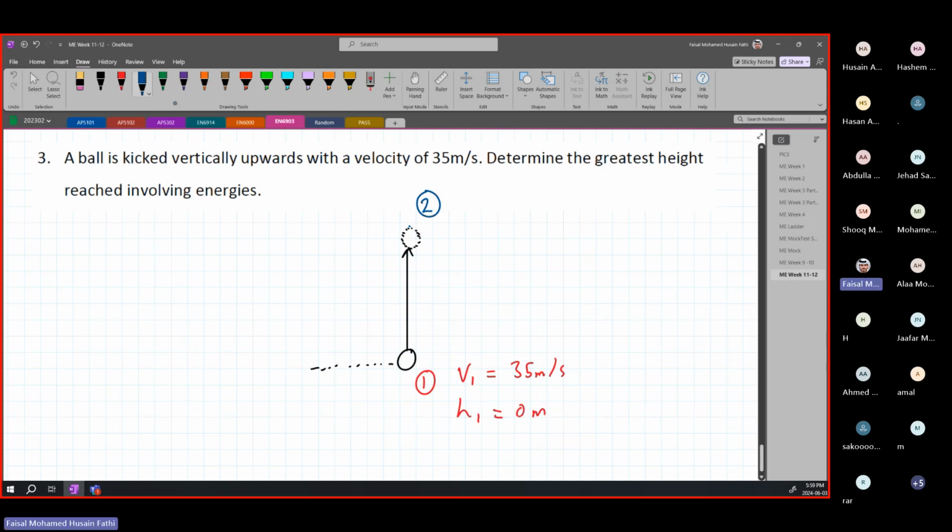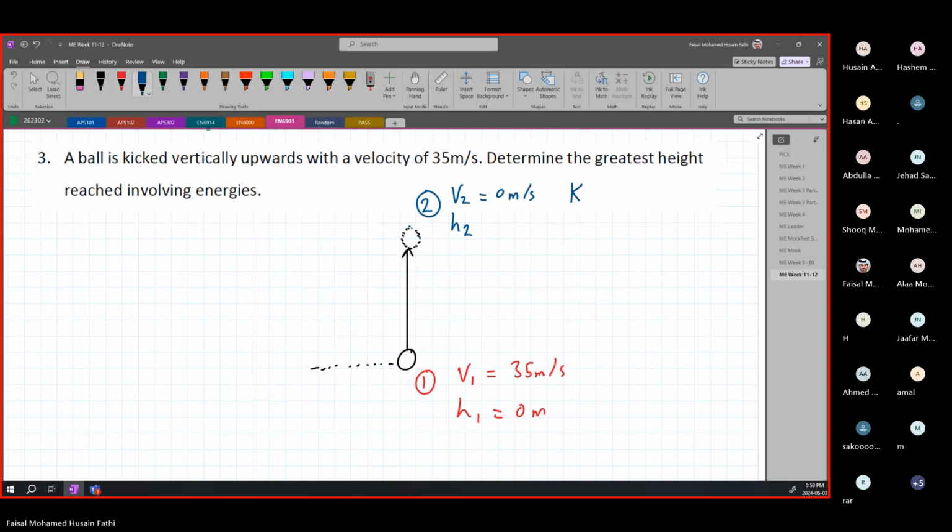At point 2, remember, this is when the ball stops. In other words, velocity 2 is going to be equal to 0 meters per second. And our height is now equal to a specific value that we need to find. We'll call it h2. So how do you find out what the value of this height is? Very easy, very simple. You apply your conservation of energy. So you're going to have your KE2 is equal to 0 and your PE2 is equal to mgh2.